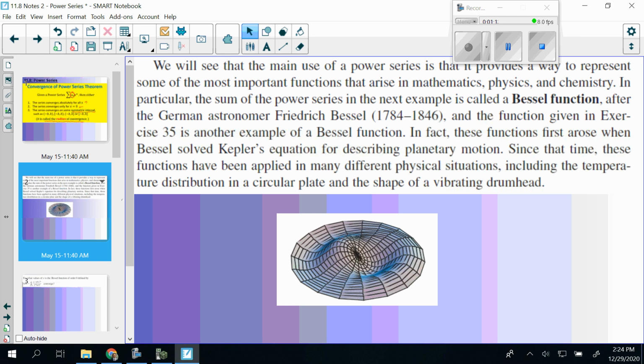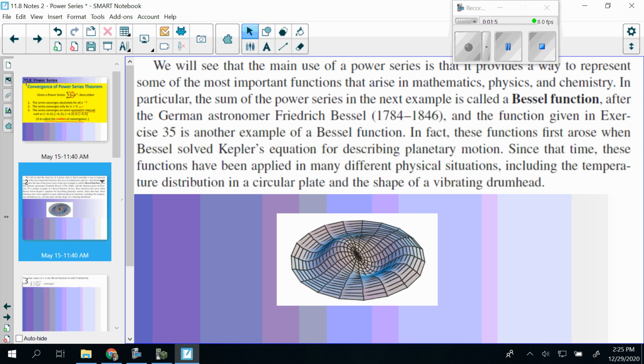Power series are a way to represent some of the most important functions that arise in math, physics, and chemistry. In particular, the sum of the power series in the next example is called a Bessel function after the German astronomer Friedrich Bessel. The function given in this next one is a Bessel function. In fact, these functions first arose when Bessel solved Kepler's equation for planetary motion. Since that time, they've been used in other physical situations, including temperature distribution in a circular plate and the shape of a vibrating drum head.